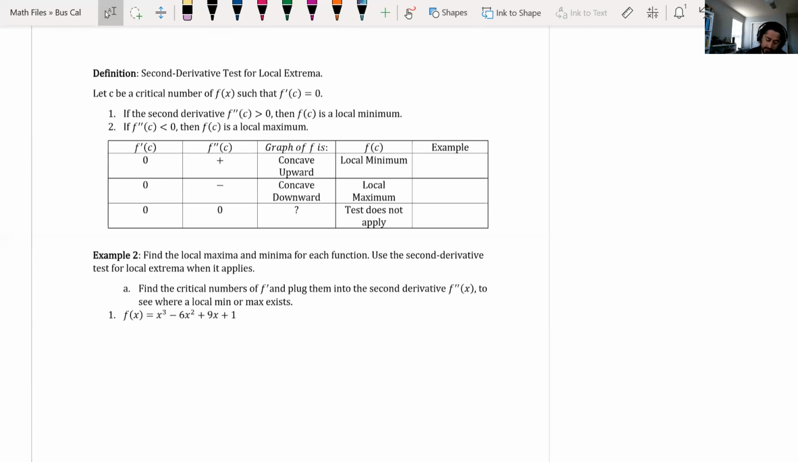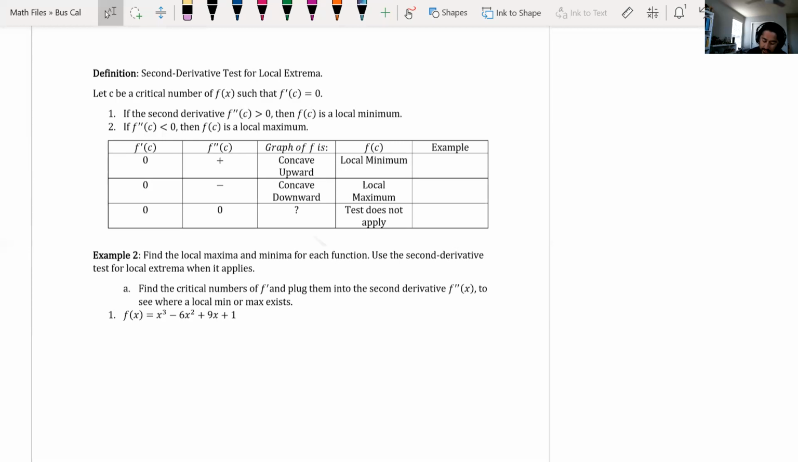So this says, let C be a critical number of f of x such that the derivative at C is 0. Number one, if the second derivative is positive at our critical number C, this means that f of C is a local minimum. Number two, if the second derivative is negative at our critical number, then f of C is a local maximum.